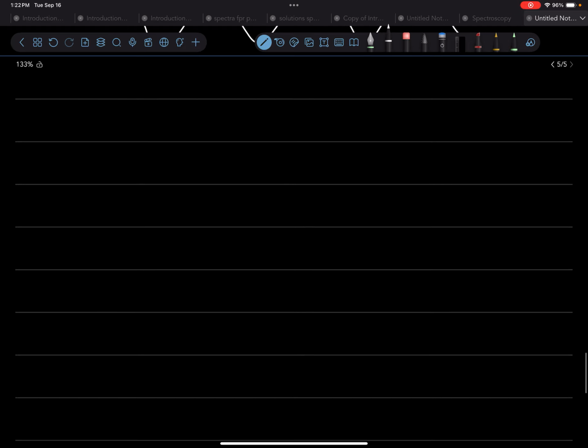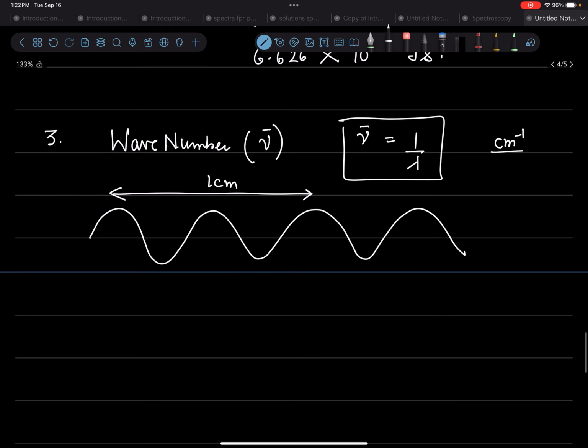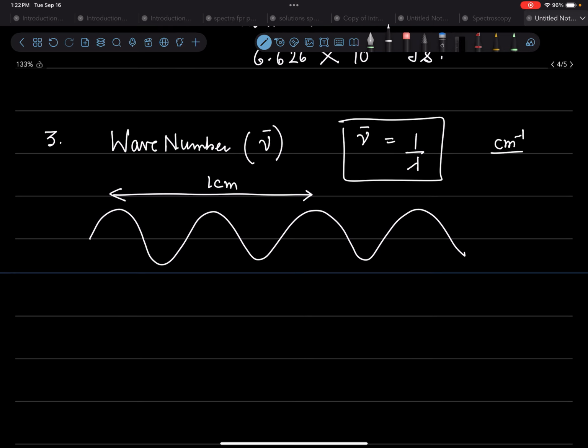Fine. Why do we need wave number? Because it makes things more manageable. As you will see in IR spectroscopy, if we plot the spectrum with the wavelength, it goes from 2500 to 25,000, which makes things a little less intuitive. But with wave number, that scale is manageable and more intuitive in many ways.